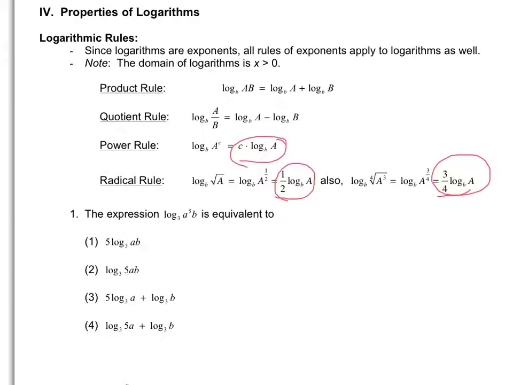All right, so let's actually work with these properties. Number one, the expression log 3 of a to the 5th b is equivalent to. So they gave it to me as a single log, so they're going to want me to apply the rule, stretch it out. So we're going to have log base 3 of a to the 5th. 5 is an exponent, he comes to the front. So 5 log base 3 of a times means addition, log base 3 of b. Okay, so that's choice 3.